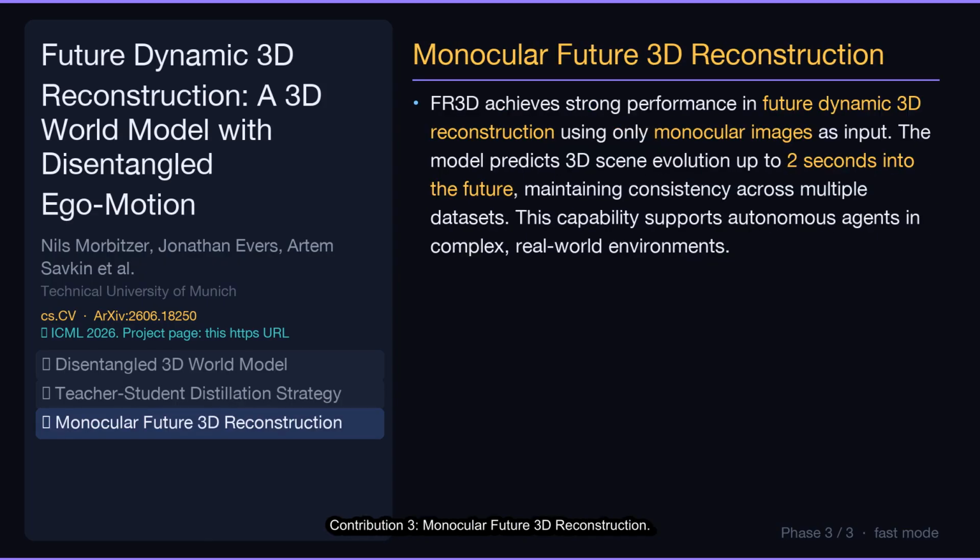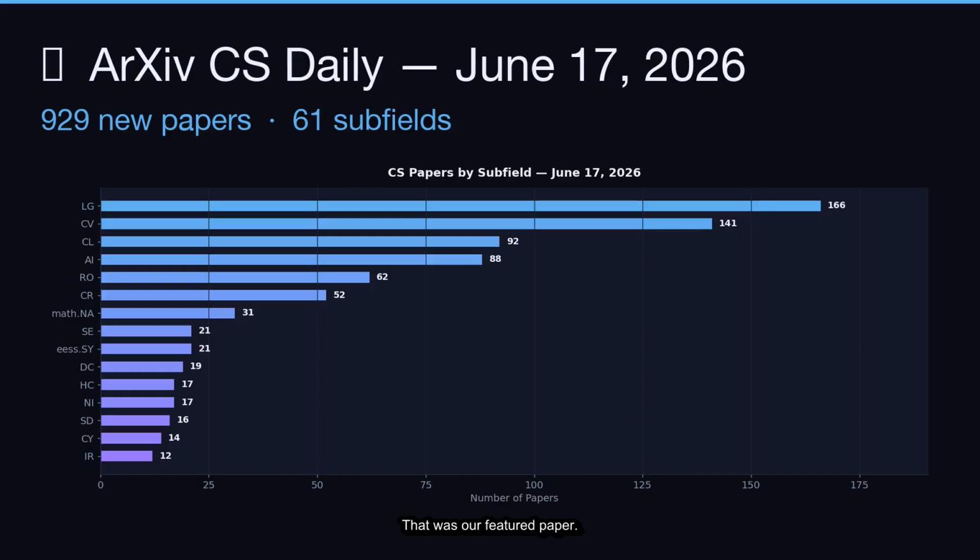Contribution 3. Monocular Future 3D Reconstruction. FR3D achieves strong performance in future dynamic 3D reconstruction using only monocular images as input. The model predicts 3D scene evolution up to 2 seconds into the future, maintaining consistency across multiple datasets. This capability supports autonomous agents in complex, real-world environments. That was our featured paper.